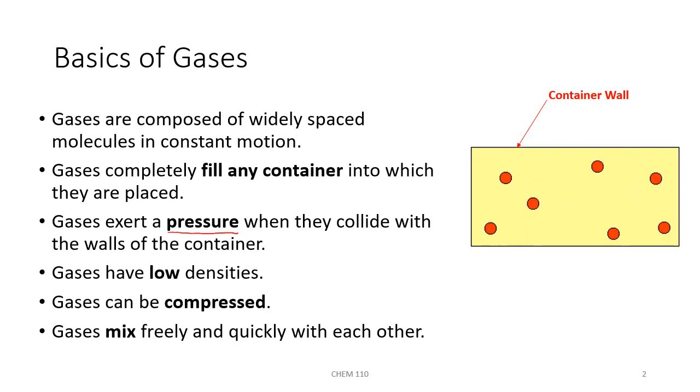Gases have low densities. Densities are typically measured in units of grams per liter. Gases can be compressed down, meaning we can shrink them into a smaller volume. And gases will mix freely and quickly with one another. These are just some of the things that we'll explore throughout this chapter.